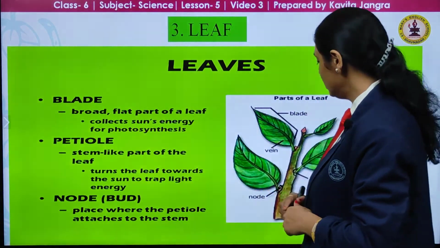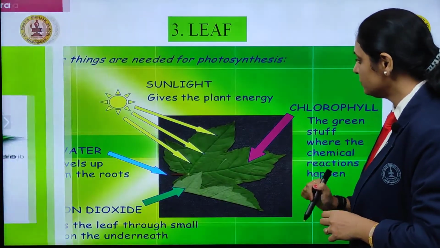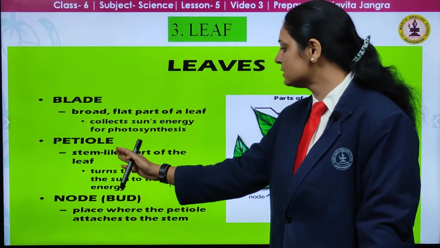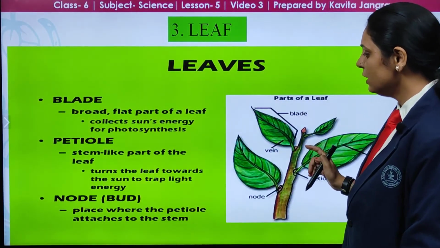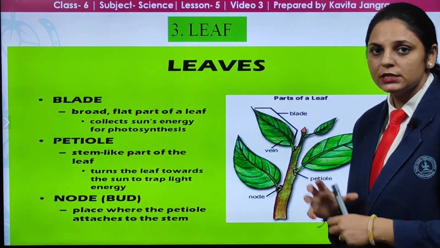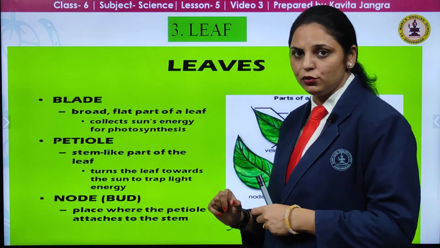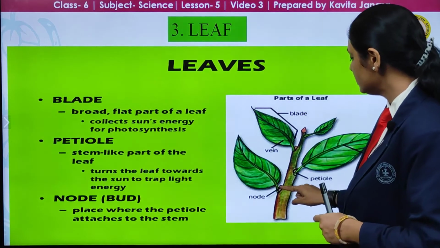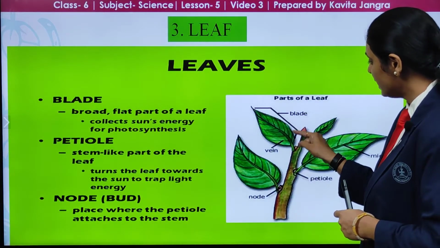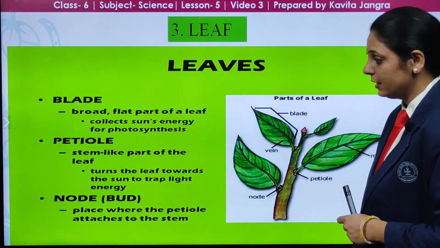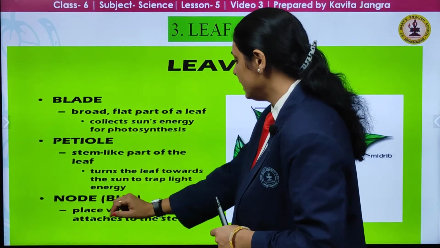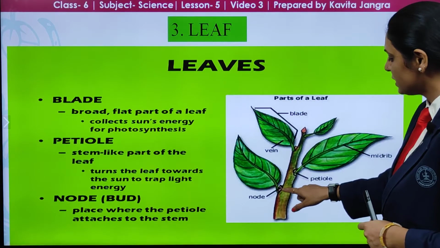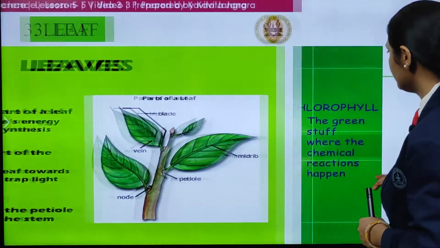And next is the petiole. This was the petiole. I'll show you the figure again. The petiole is a stem-like part of the leaf, and it turns the leaf towards the sun to trap the sunlight, to trap the energy. Node: the leaf part where it is connected to the stem, that region is known as the node. You can see, this is the node, this is the petiole, these are the veins, and the whole region is known as the blade. The place where the petiole is attached to the stem is known as the node.